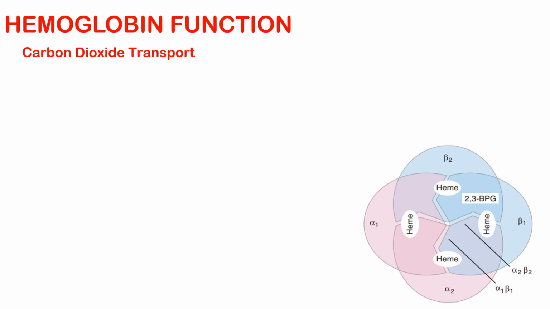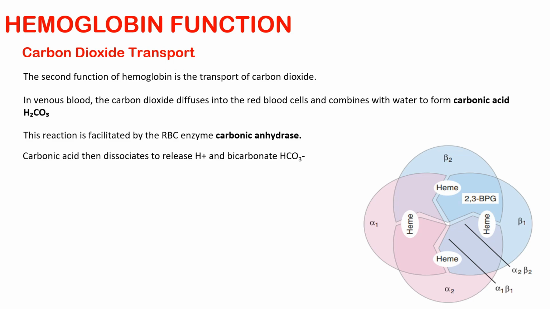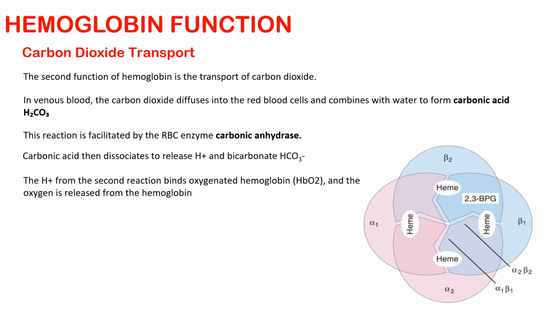Second, we have carbon dioxide transport. The second function of hemoglobin is the transport of carbon dioxide. In venous blood, the carbon dioxide diffuses into the red blood cells and combines with water to form carbonic acid. This reaction is facilitated by the RBC enzyme carbonic anhydrase. Carbonic acid then dissociates to release hydrogen ion and bicarbonate. The hydrogen ion from the second reaction binds oxygenated hemoglobin, and the oxygen is released from the hemoglobin.